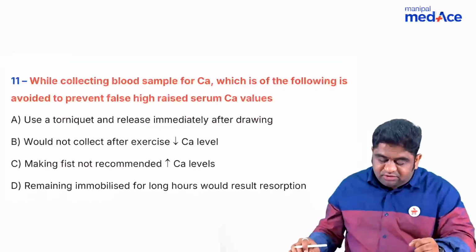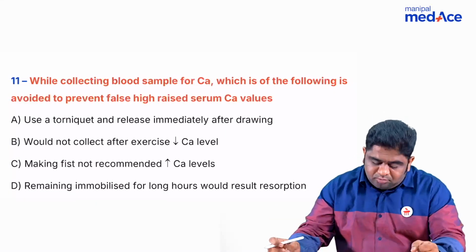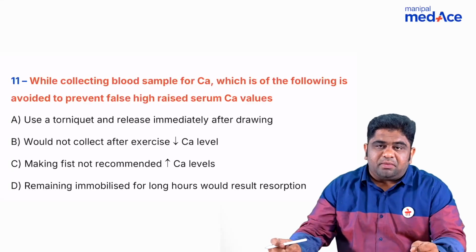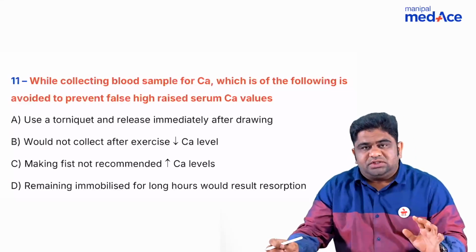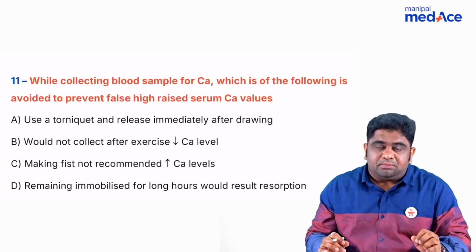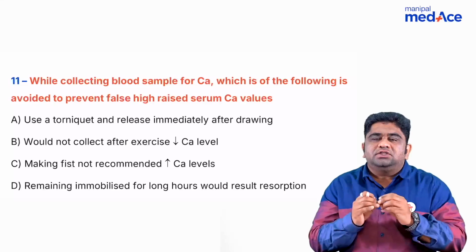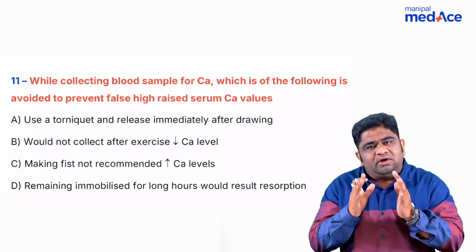Now let's look at the 11th question. This is slightly a difficult question for many people to comprehend, because this is not seen many times when you're preparing for your entrance exams in biochemistry. This is a purely laboratory based question. So let us try to understand what the collection process is for calcium. Whenever the sample is sent into the machine for estimation of calcium, it is called analysis.